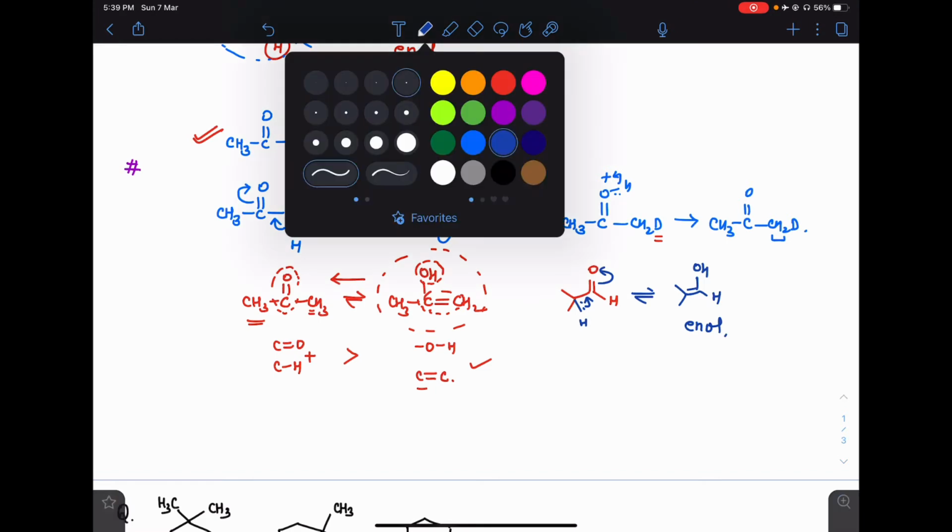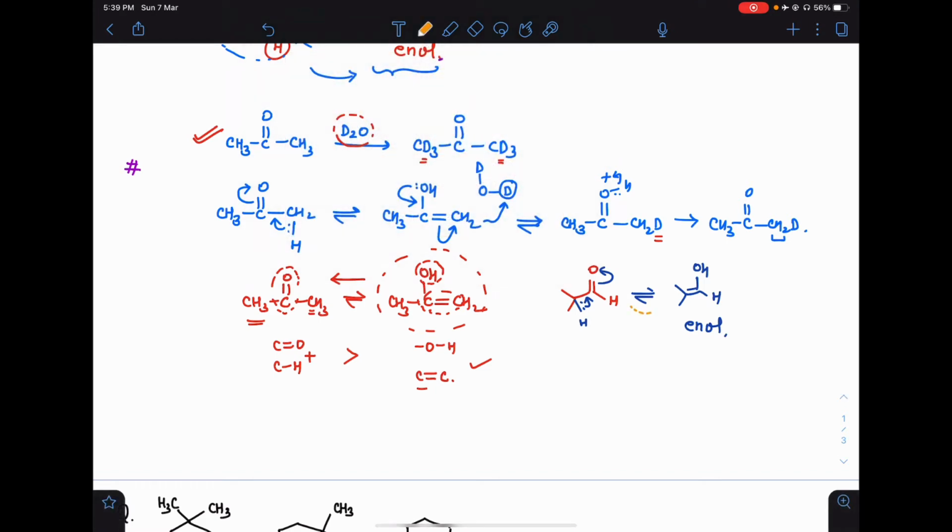Now, I hope you have noticed one thing: whenever I am representing keto-enol, I show the equilibrium sign. So these two are in equilibrium with each other. Don't use this sign, because this sign is used for showing a resonating structure. These two, the keto or aldehyde and its enol form, are not resonating structures. So you have to be very, very careful about the sign that you are using also.